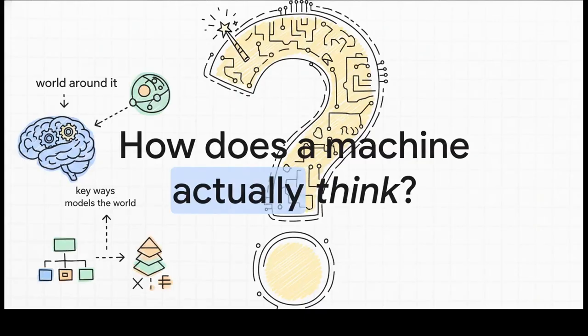Okay, so this is the big question, isn't it? How does a machine actually think? Well, it's not magic, that's for sure. It really all comes down to how an AI creates a model of the world, and as you're about to see, there are a few key ways it goes about doing that.